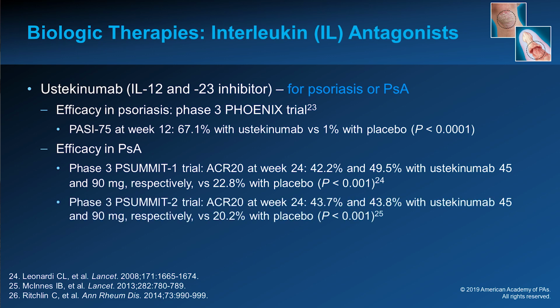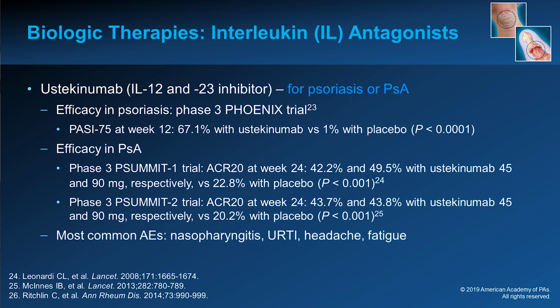The other trial was the phase 3 SUMMIT 2, and these were patients that failed either a disease-modifying agent or an anti-TNF-alpha agent. In this trial, it was somewhat similar in that 43.7% and 43.8% of patients treated with ustekinumab, 45 and 90 milligrams respectively, versus 20% with a placebo, actually met that ACR20 criteria at week 24. With these medications, your most common adverse effects included nasopharyngitis, upper respiratory tract infection, headache, and fatigue.